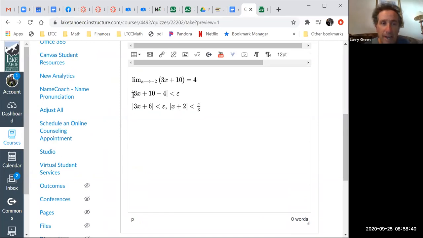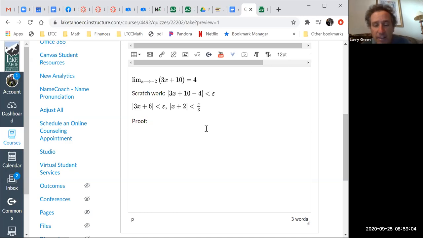So maybe I'll even write down scratch work. Okay, this is all scratch work. Now we're ready for the proof. So the idea here is we did all this work and we get to the absolute value of x plus 2 is less than epsilon over 3.